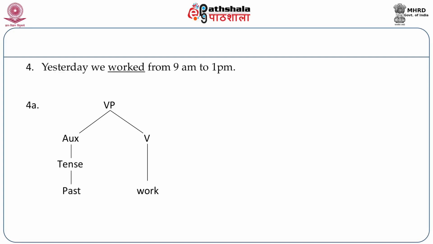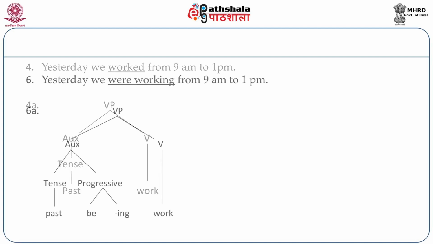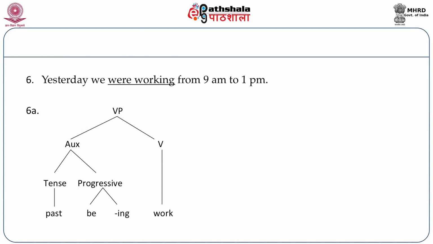Next. And in 4a also, where we have the verb worked, the tense is again marked on the main verb because there is no other auxiliary verb. So look at sentence 6. Here we have "Yesterday we were working from 9 a.m. to 1 p.m." Here we have progressive as an auxiliary verb, and therefore the past tense is marked on the progressive verb be, and we get were.